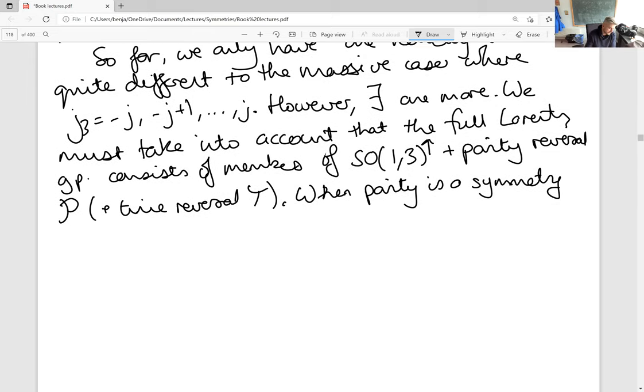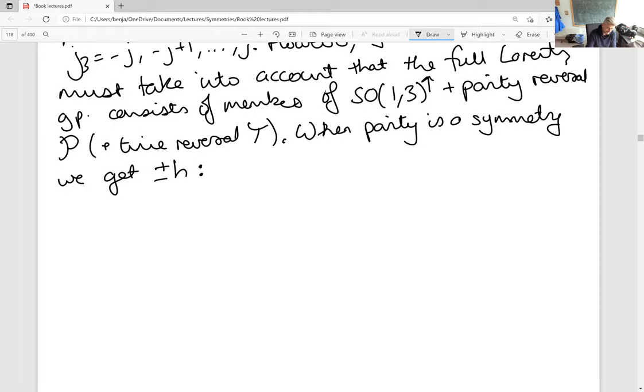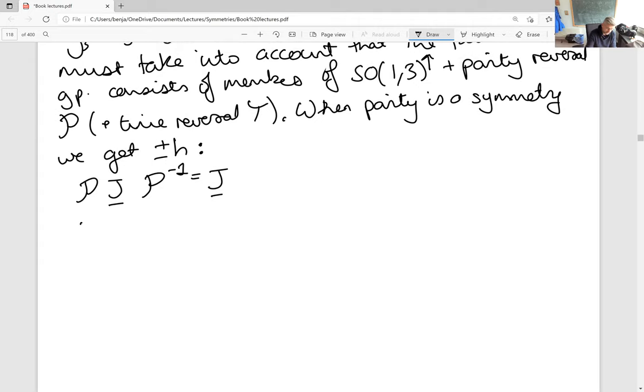But when parity is a symmetry, we actually get helicity states plus or minus h. And the reason for that is that parity transformations on spin leave the spin operator unchanged. A parity transformation on a boost, well, if you think about a particle going in direction 3, and then you do a parity transformation, change the direction of each of x, y, and z, and flip them over, you're going to get a boost in the opposite direction. So it's minus k.